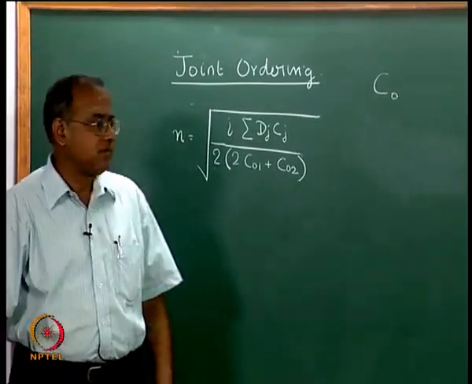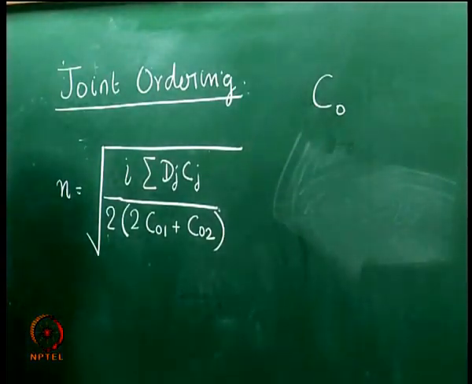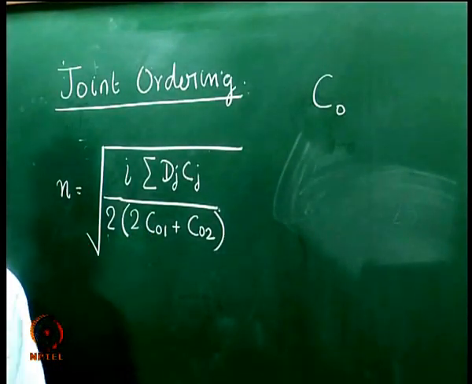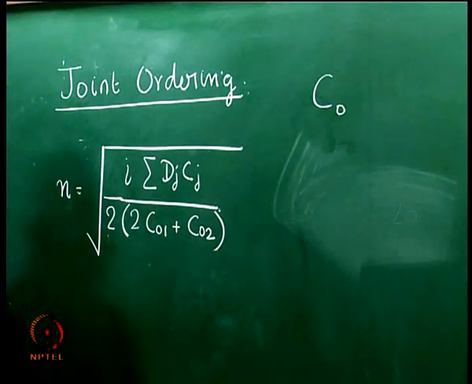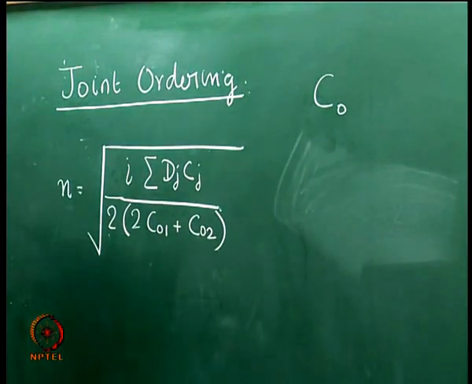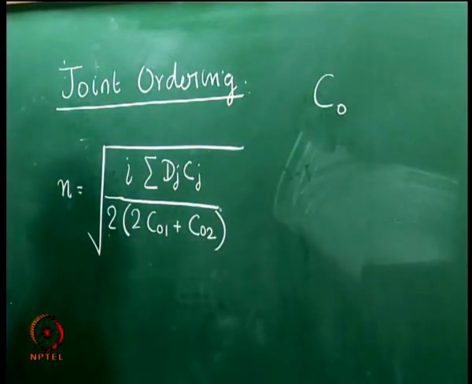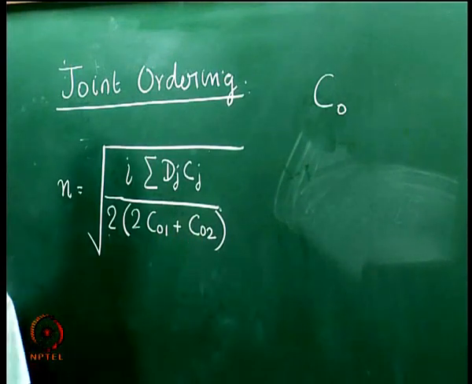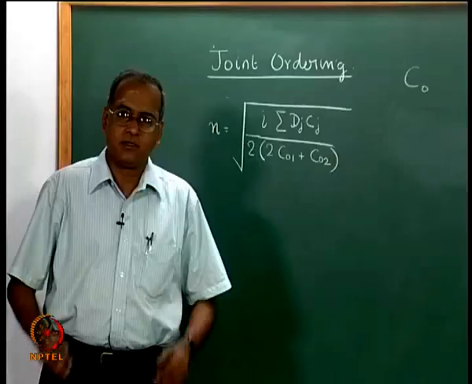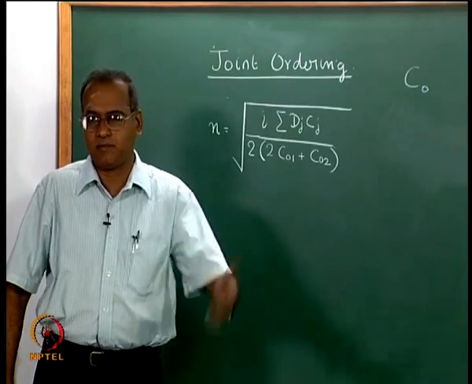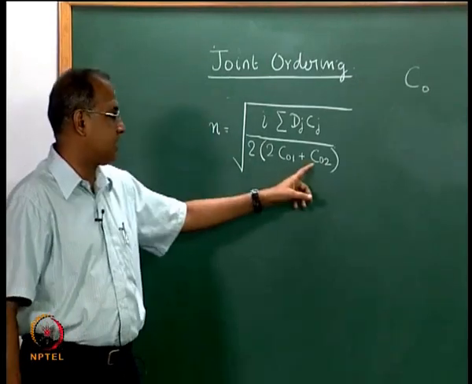now has two components, one called C01 and the other called C02. C01 represents the admin cost and C02 represents the truck cost. So for a particular item, the order cost C0 has two components, C01 and C02, where C01 represents the admin cost and C02 represents the truck cost. Now, if the items are ordered such that the number of orders per year for each item is the same, which means the orders are combined, then it is possible to save on the truck cost.